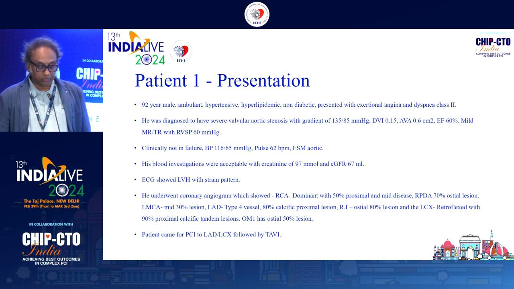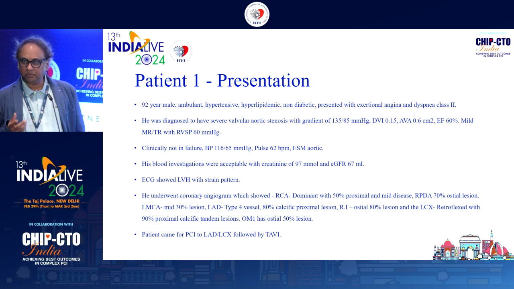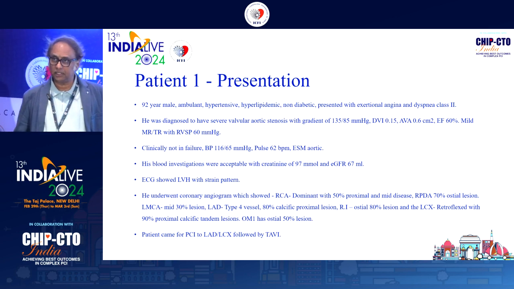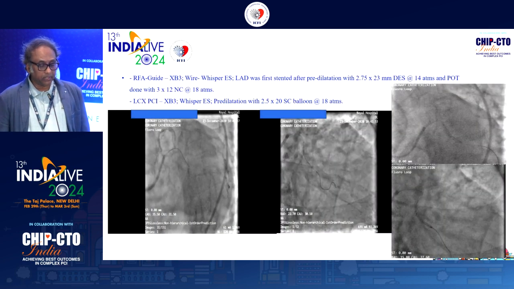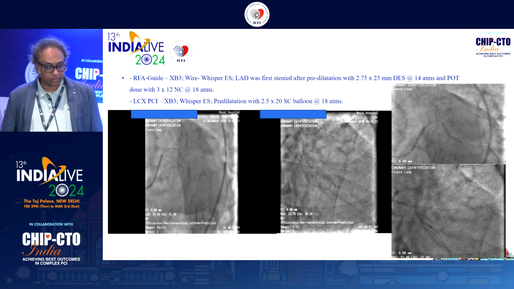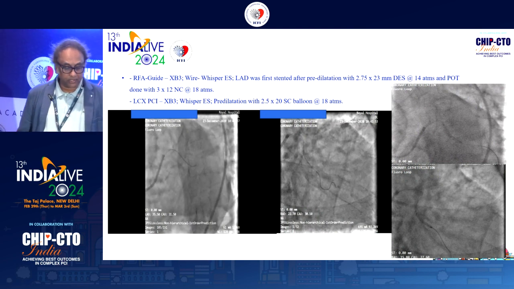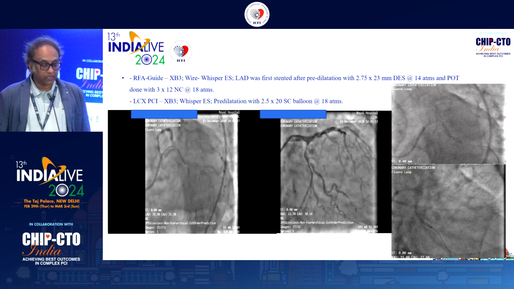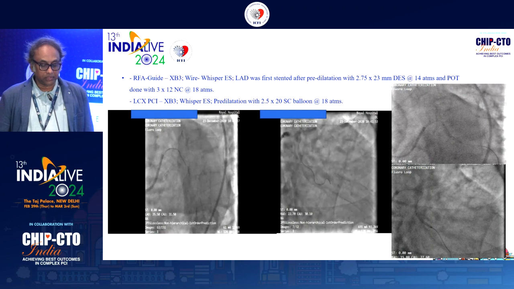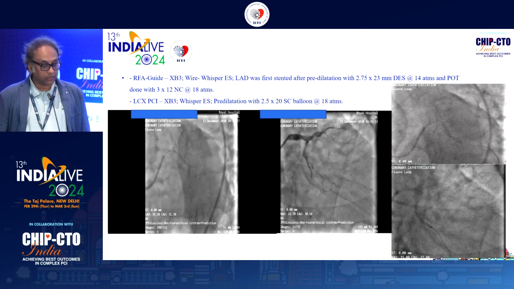Then LAD was a type 4 vessel with 80% calcific proximal lesion, and a ramus intermedius, which was short, had a tight ostial lesion. LCX was retroflexed with 90% proximal calcific tandem lesions. So he was planned for a PCI to LAD and circ followed by TAVI. So here you can see right femoral artery approach, guide was XB3, Whisper Extra Support wire, and LAD was first stented after pre-dilatation with a 2.75 by 23, and part was done.